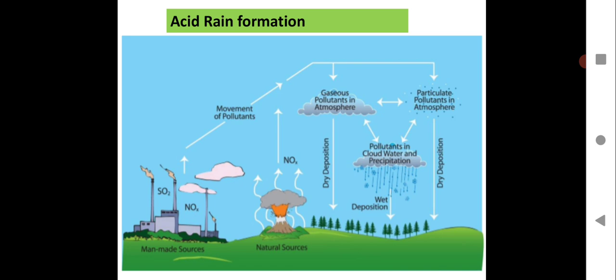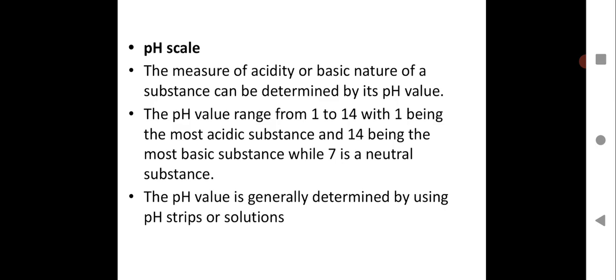That is the natural sources from the trees. So this is how these pollutants get added to the atmosphere and come back to us in the form of acid rain. Just have a look at this. Then what is pH scale? Since we are learning about the acid and the base, you should know about the pH scale.